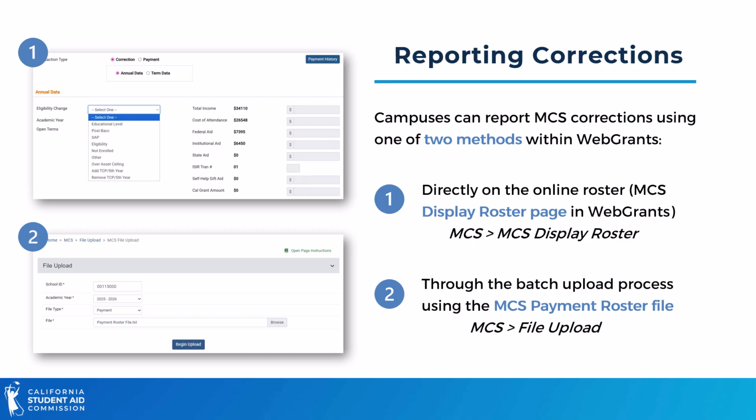The second method is through a batch upload process using the MCS payment roster file. For a walkthrough of uploading an MCS file, please refer to the MCS Training Module 2, Enrollment Files. In that module, we go through the step-by-step process of uploading an MCS enrollment file to web grants. The process to upload a payment roster file is the same, other than selecting the payment file type here.